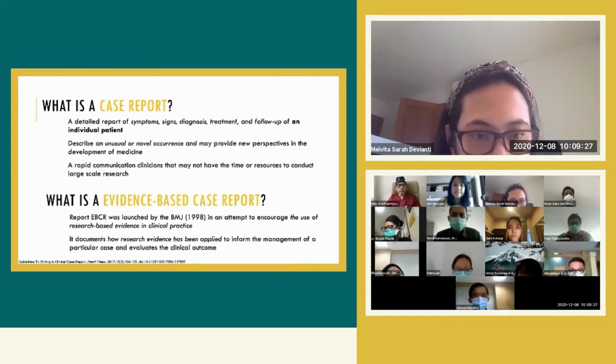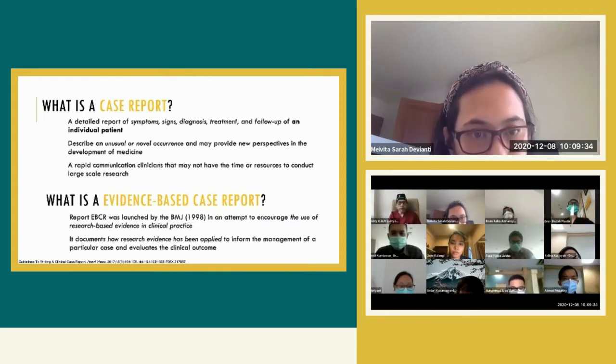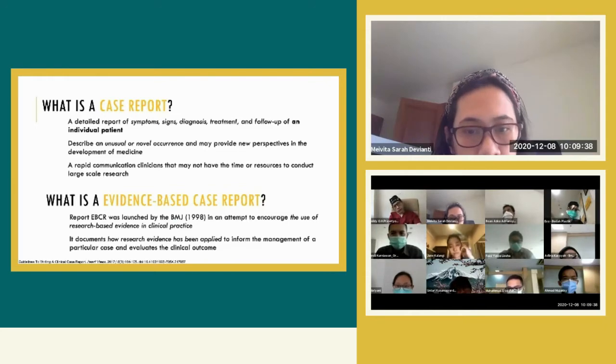However, recently we have also learned about this. There is a newest type of case report. It is called the evidence-based case report. I will elaborate more about this in the next slide.